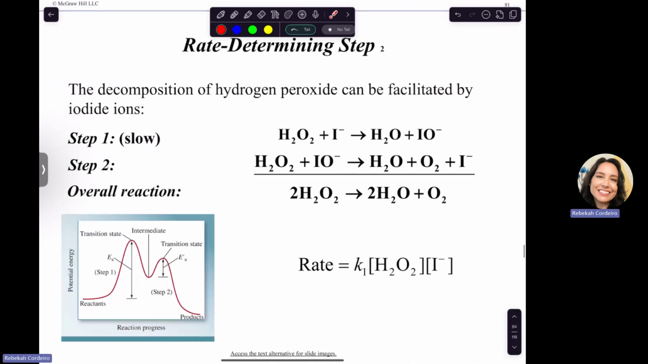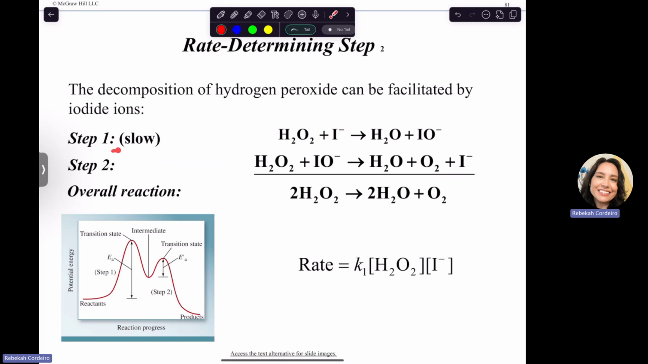So here is an example of a mechanism. Hydrogen peroxide decomposes, and it's facilitated by iodide ions. Iodide ions here are acting as a catalyst. We'll talk about catalysts a little bit later, but it's going in and helping it out, and then it's leaving. So it's kind of a matchmaker, right? It's going in, orienting things correctly, and then it's leaving. But it's not part of the overall reaction because you would cancel it out if you were adding them up.